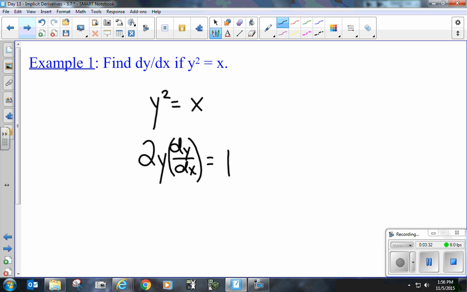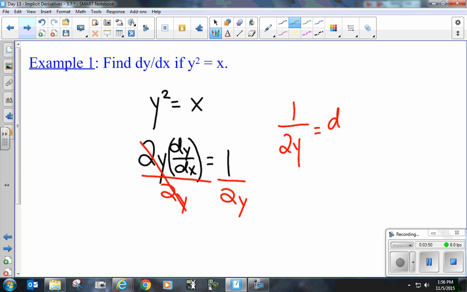Now I've got to solve that for dy dx. What do I have to do? Divide both sides by 2y. If I divide both sides by 2y, this goes away on this side. And there you go. 1 over 2y equals dy dx.